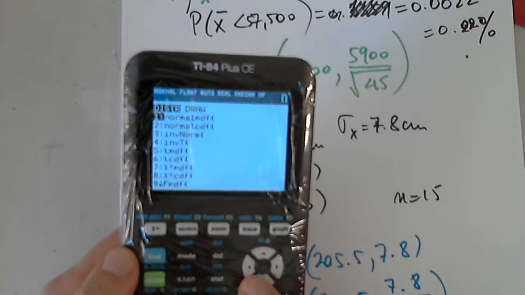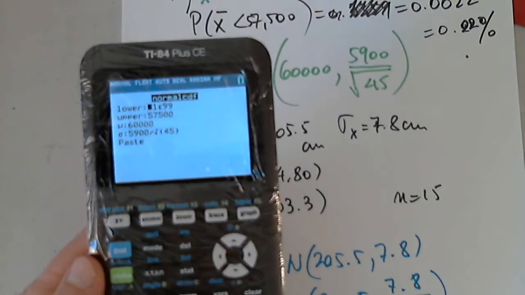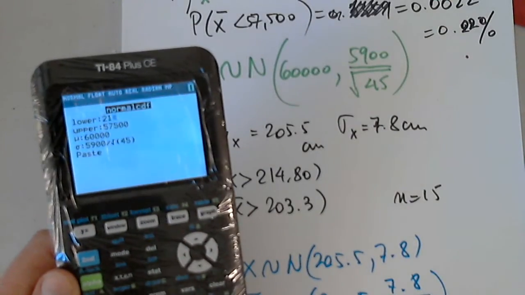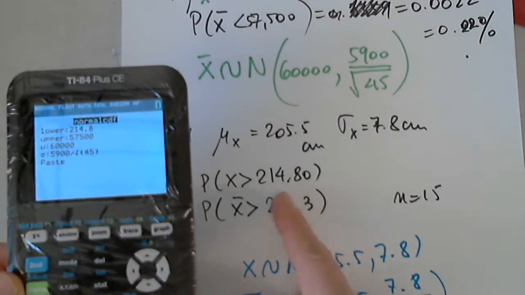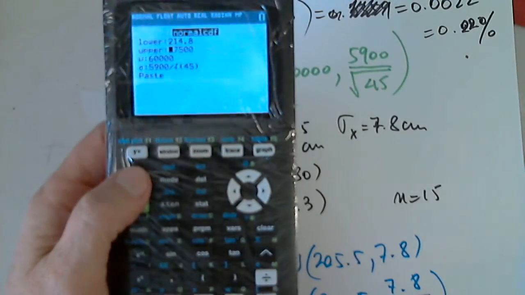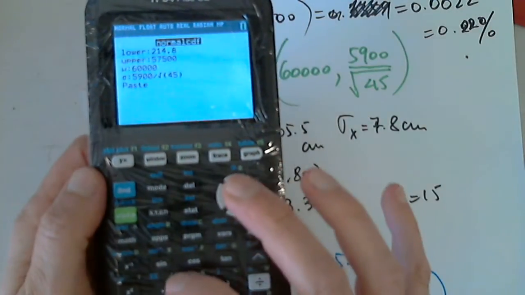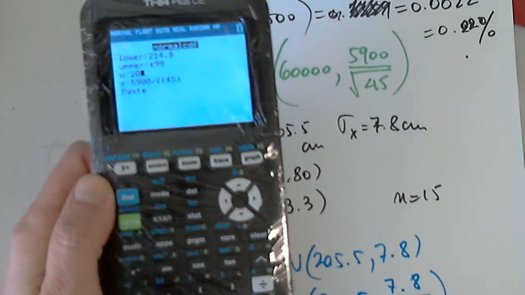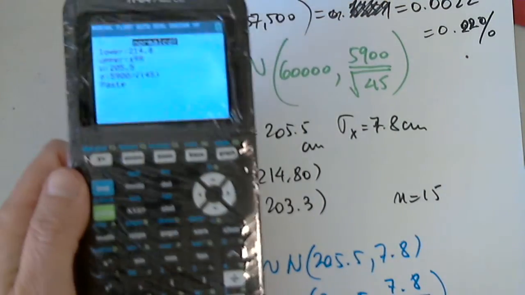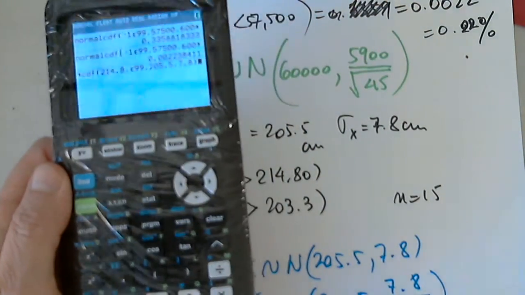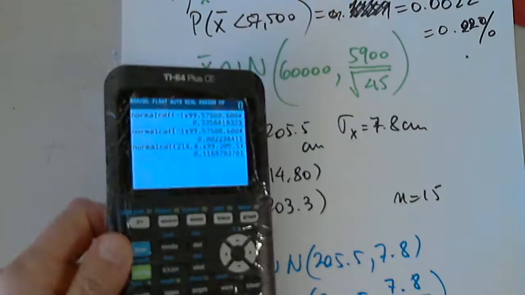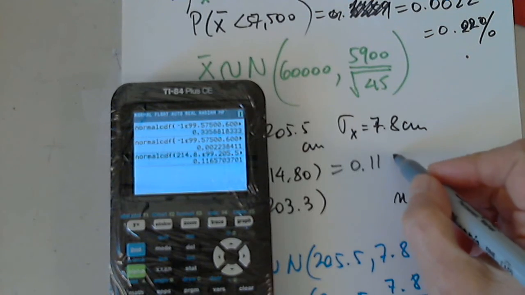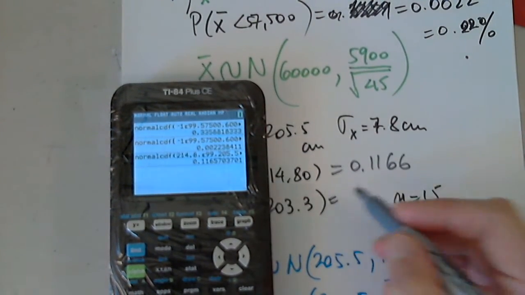So again, go back to normal CDF. This time we start at 214.8. That's our starting point, and we go to positive infinity. Again, infinity is second EE 99. And the mean is 205.5. And the standard deviation is 7.8. It's about X. And I press enter and I get 0.1165. 0.1166. We'll come back to put it in a minute.